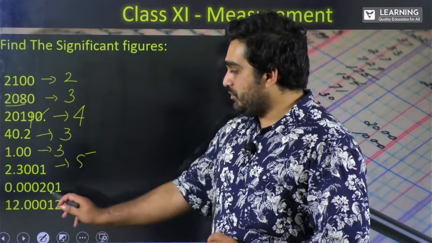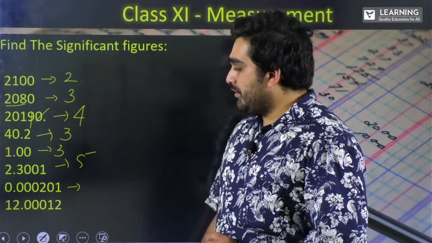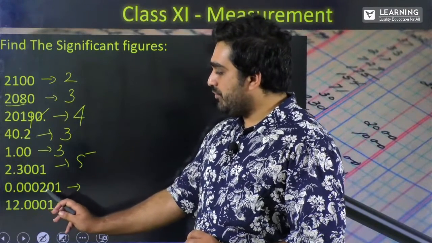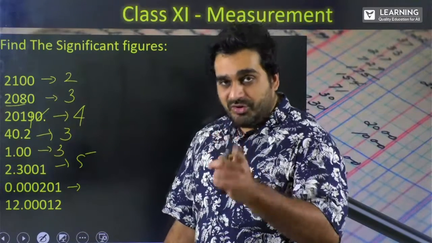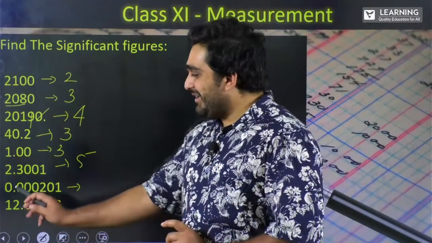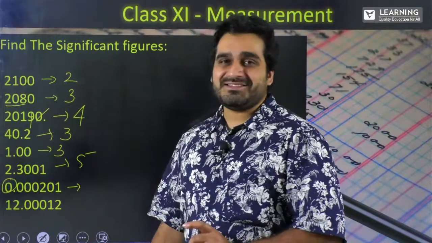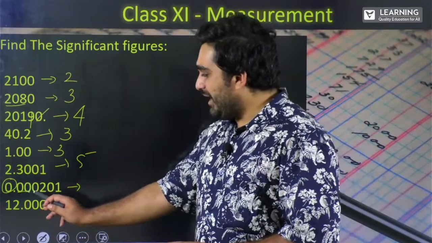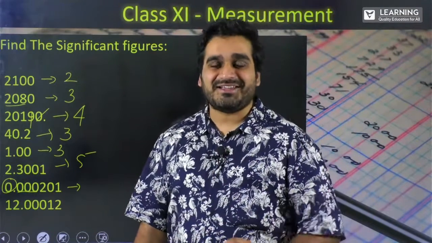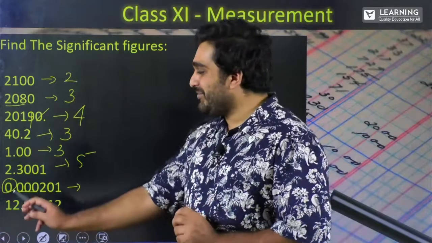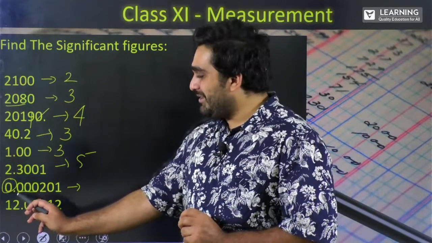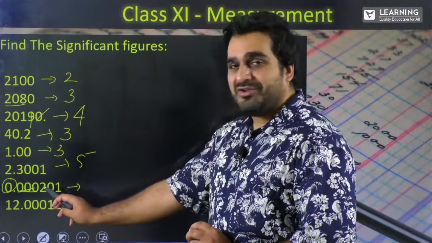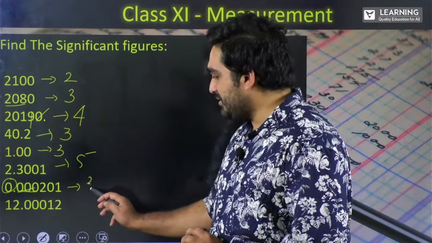This one. Now you would say there are trailing zeros, so 1, 2, 3, 4, 5, 6, total of 6. No. Why? The first number is less than 1. If the first number is less than 1, then the zeros that follow are not significant. So remember that rule: if the number is less than 1, the leading zeros are not significant. Therefore, you get 201, which is 3.